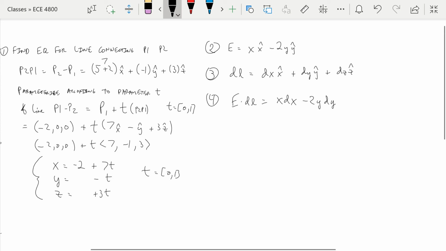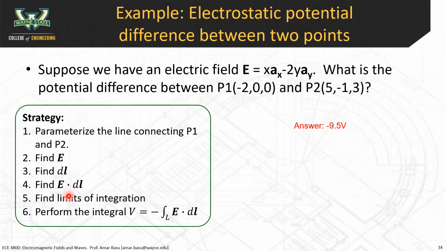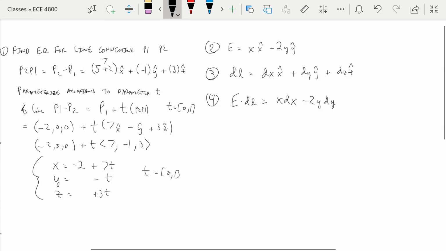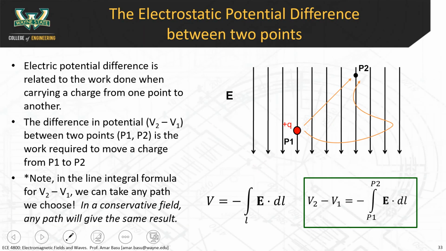Now the next step we have to do, when we calculate E dot dl, is to put everything in terms of t. Why is that? Because it has to do with the limit of integration. So when we define this integral, hold on one sec here, sorry about that.